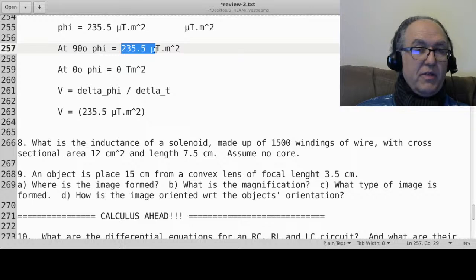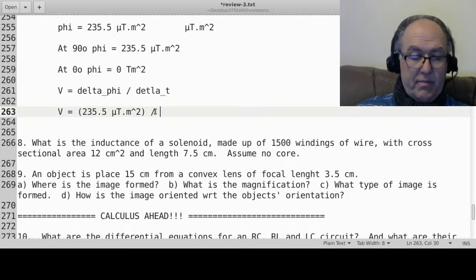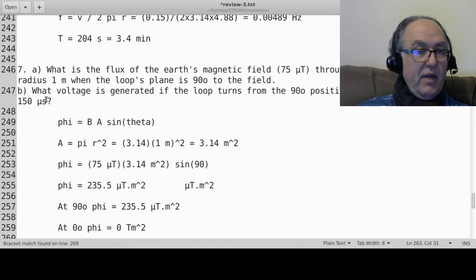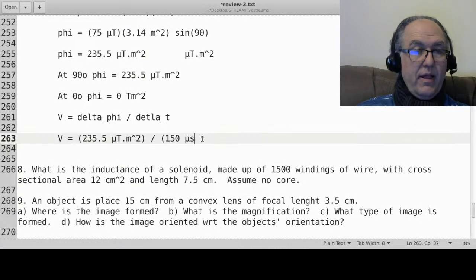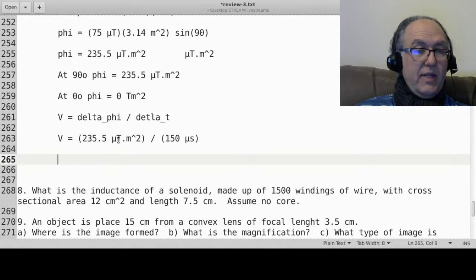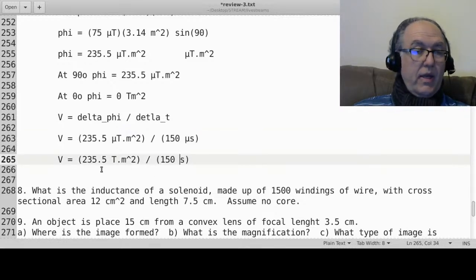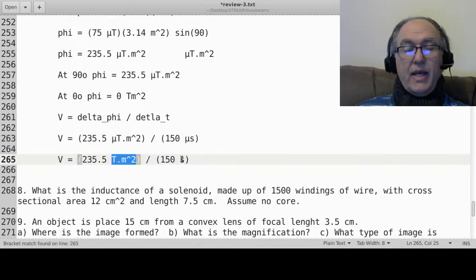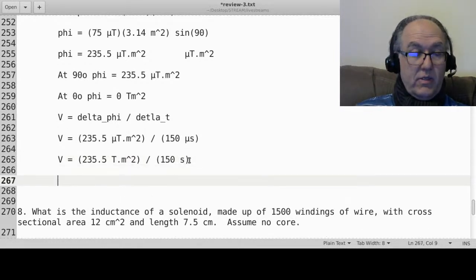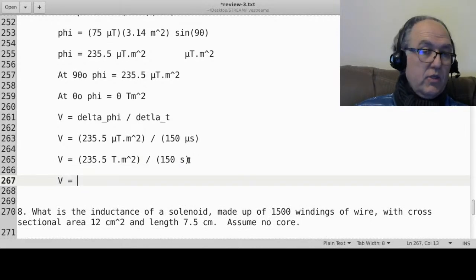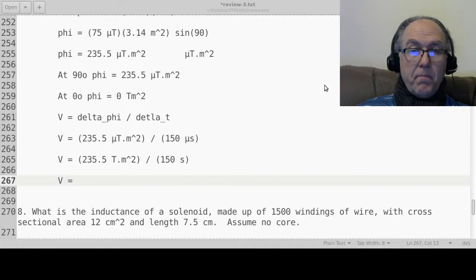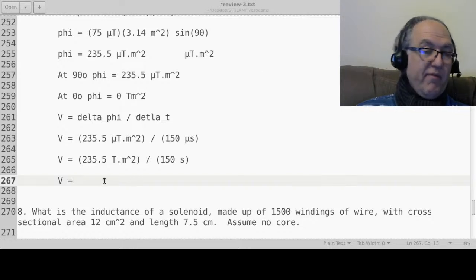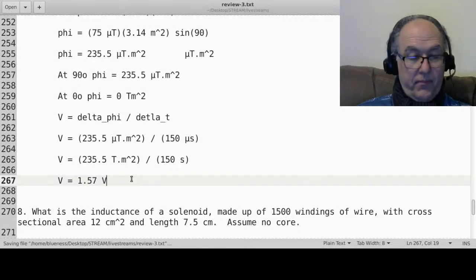You're going from 235 microtesla meters squared down to 0, divided by the time it takes to do that, which is 150 microseconds. The micros cancel out very nicely. And you might wonder, what is a Tesla meter squared per second? It turns out to be a volt. So the voltage you're going to get here is going to be 235.5 divided by 150, which is 1.57 volts.